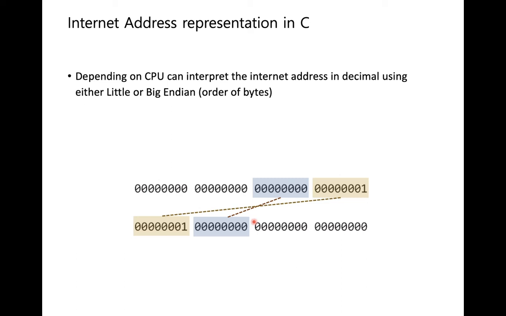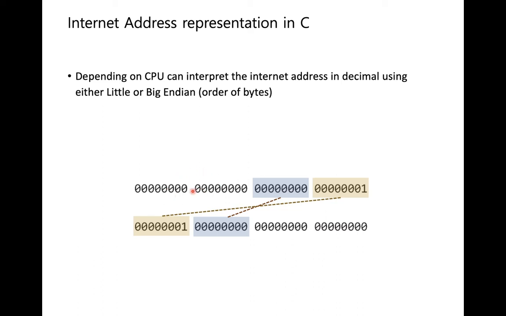Internet address representation in C. There is a concept called Little Endian and Big Endian. Depending upon your CPU, it can interpret the internet addresses in decimal using either Little Endian or Big Endian. Some CPUs of your computer support Little Endian, but if you are using the same program on a different CPU, it can be using a different endian format. It can be using Big Endian. So it depends on the hardware and architecture of your processor. If your processor is supporting Big Endian, then the format changes. And it's just like this.